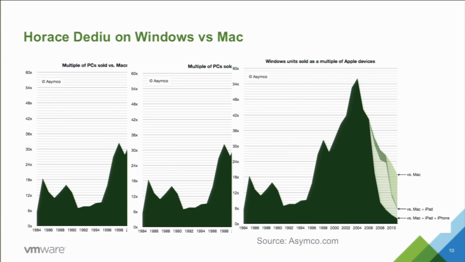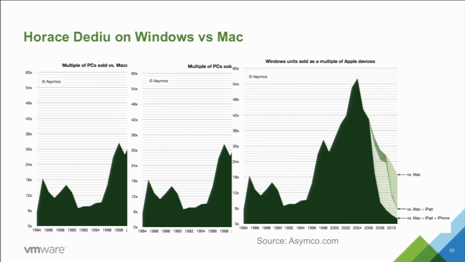If you add in the iPad and iPhone devices, the numbers become even more staggering. Now it's down to about 2 to 1 PCs that are sold versus the number of phones and tablets. And this is going out through 2010. This has gone even further in decline since 2010.